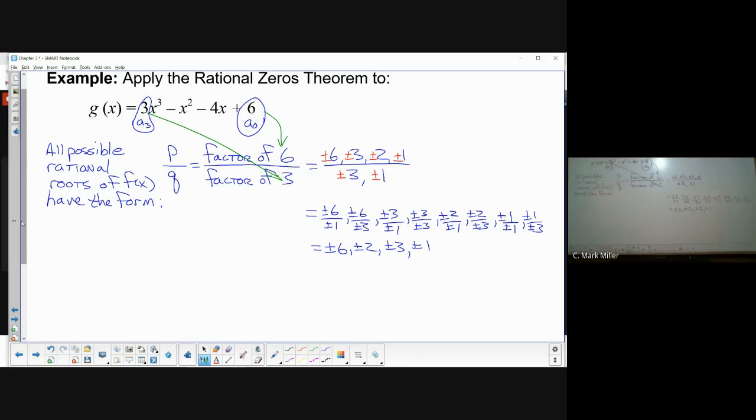Now watch what happens next. The next one is plus or minus 2 divided by plus or minus 1, which is plus or minus 2. But I already have that in my list. So if it's on the list, you don't put it on again. Plus or minus 2 divided by plus or minus 3. That's not on the list. That's plus or minus 2/3.